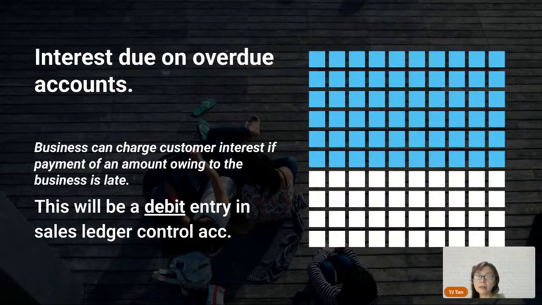Next, let's have a look. Another possibility is that the credit customers are not paying you, or pay you late. Actually, you can charge interest to it. So a business can charge the customer interest if the payment of the amount owing to the business is late. So this will also be a debit entry. All right, so we'd like to show you more examples.